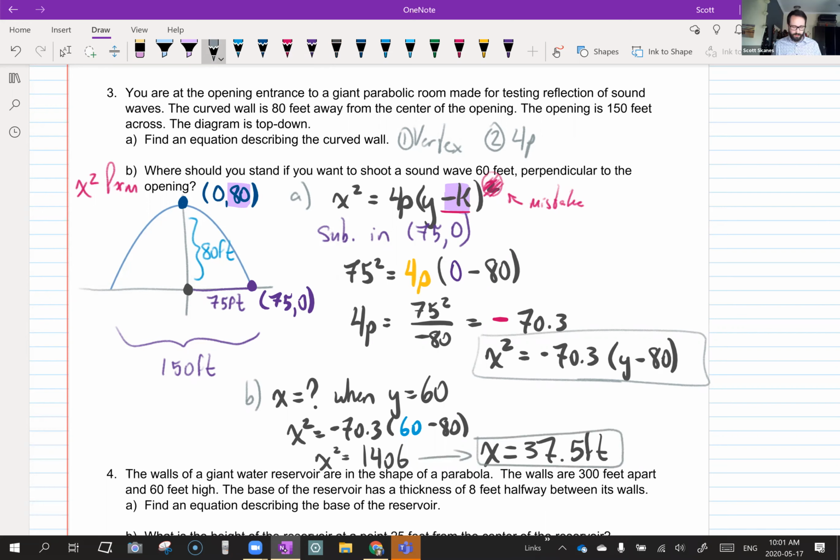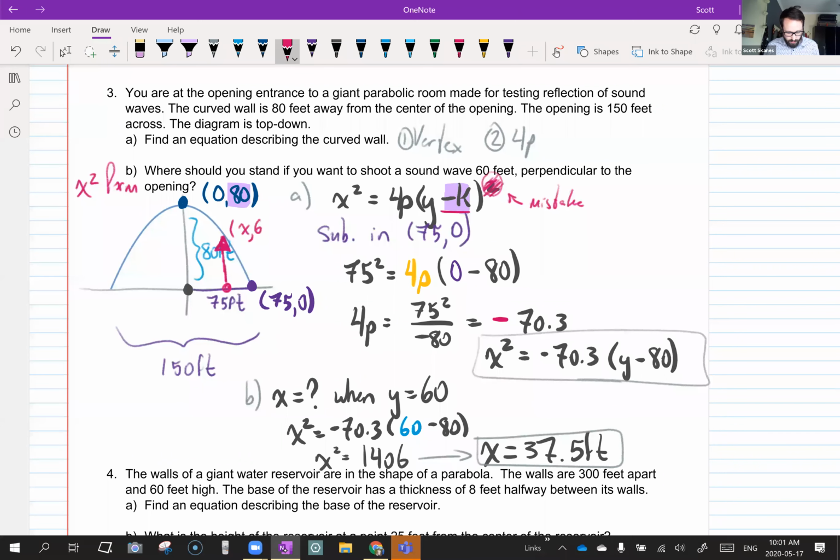So I wanted to get that on the page, and now I'll talk about it. Again, it's saying, where should you stand if you want to shoot a sound wave 60 feet perpendicular to the opening? So we need to be standing somewhere like right here and shoot the sound wave up this way. And that should give us some value x. And the distance to the wall was 60. Okay, that is why this works out the way it is. And that ends up being 37.5 feet away from the center. So it turns out in this case exactly halfway. Is that exactly halfway? What a coincidence.